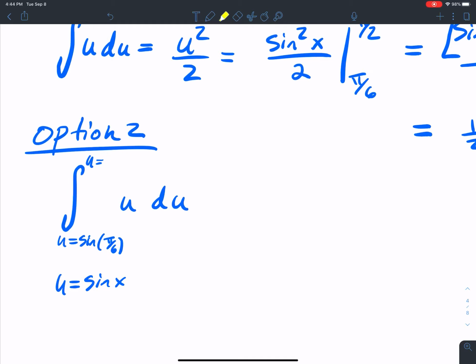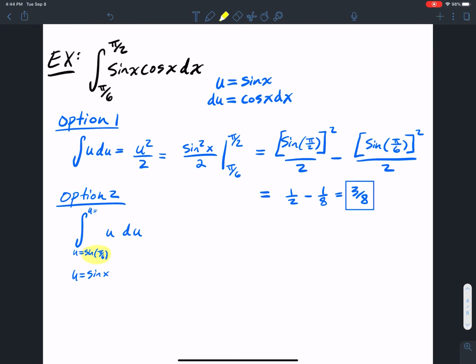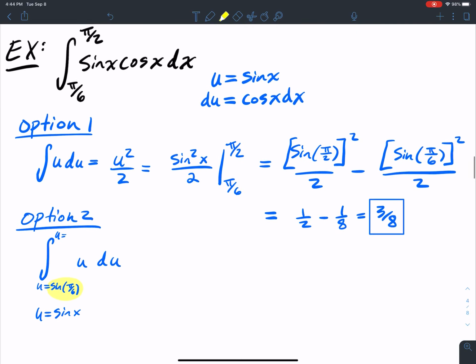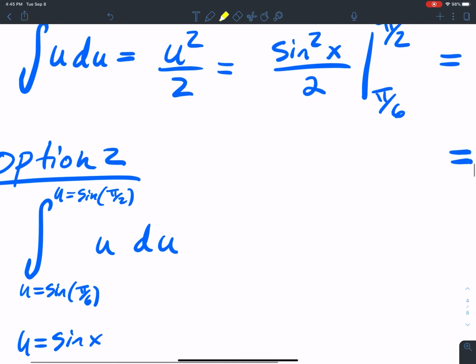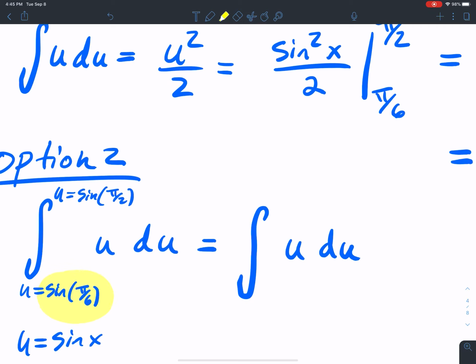So that means that this is sine of pi over 6. Why? Because this is x equal pi over 6, so I plug a pi over 6 in for x to get the lower bound. And then the upper bound is pi over 2, so I'm going to take sine of pi over 2 and plug that in to get the upper bound. And so then what I see is I had the integral from sine of pi over 6, which is 1/2, to pi over 2, which is 1.